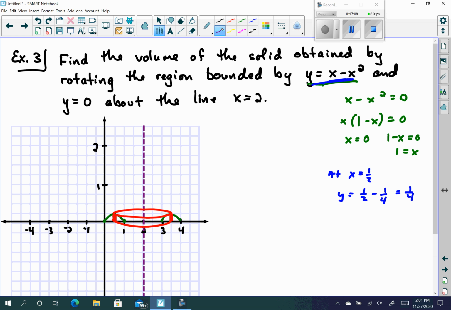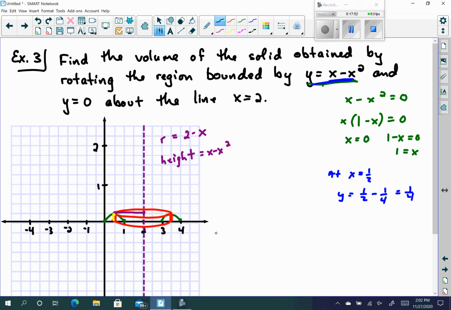All right, so when we go to figure out the radius, let's go back to the original curve. So my radius of this shell that I have drawn in here, again, we want to go right minus left. So the radius is going to equal 2 minus whatever x value I'm looking at. So 2 minus whatever x value we are dealing with here. And then my height is just going to be my function, which is x minus x squared.